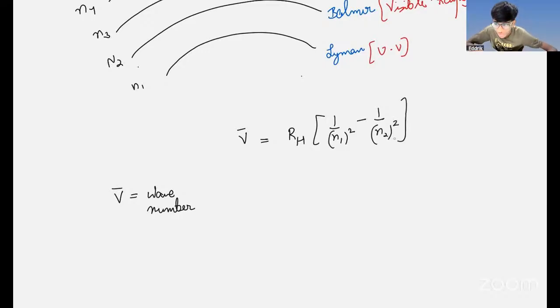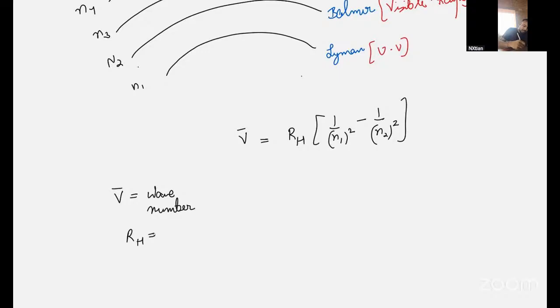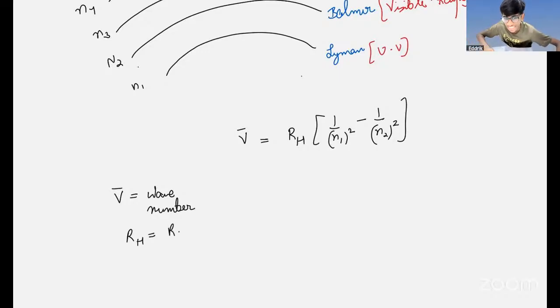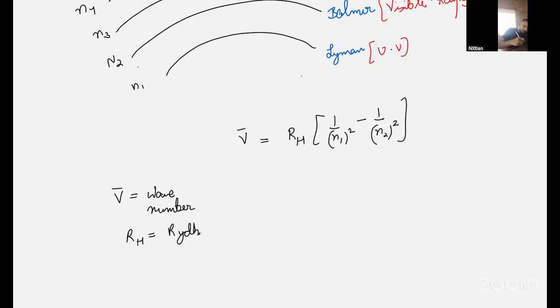So nu bar is equal to 1 upon lambda. That is a simple thing that we have now. And what is the formula of RH? What is RH? RH is called the Rydberg constant.